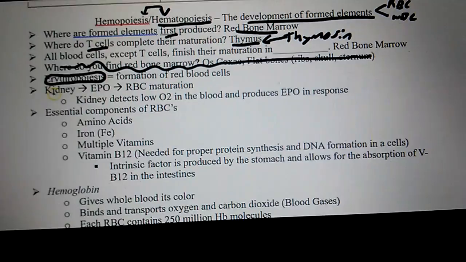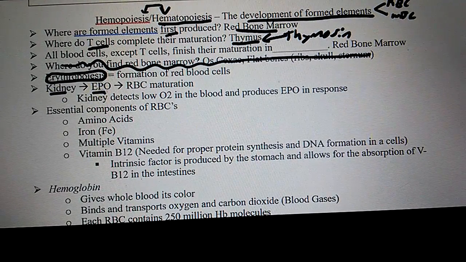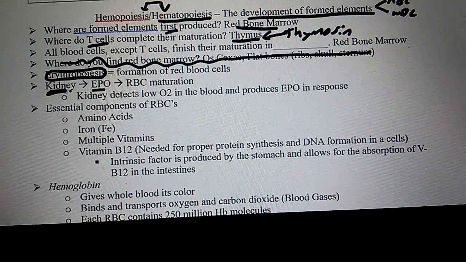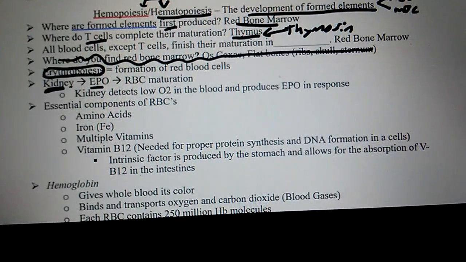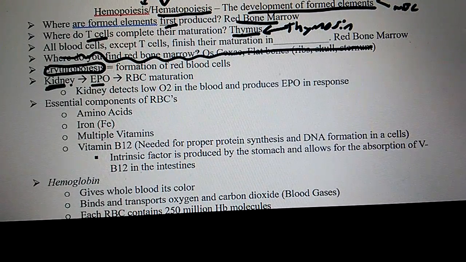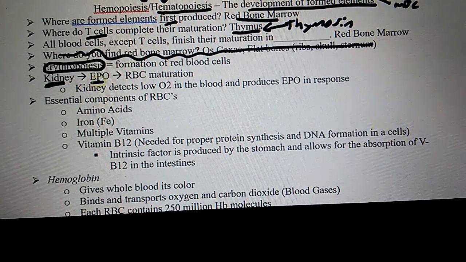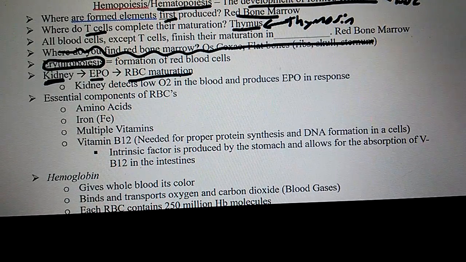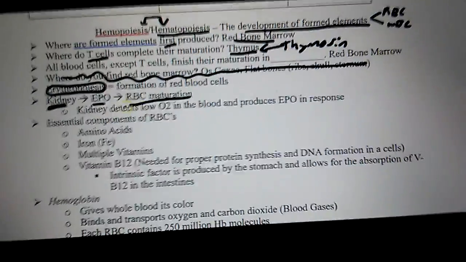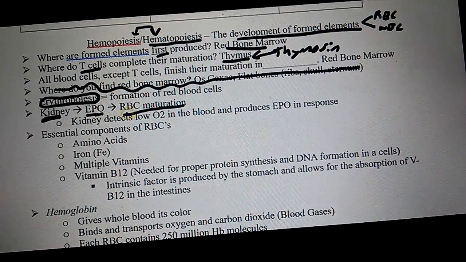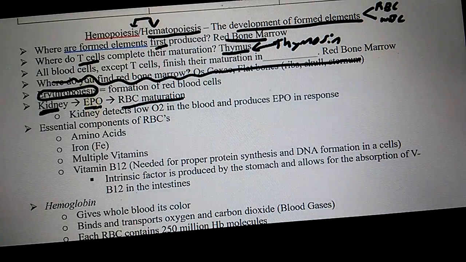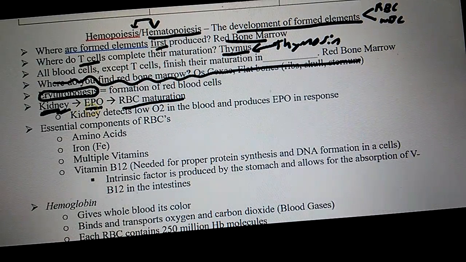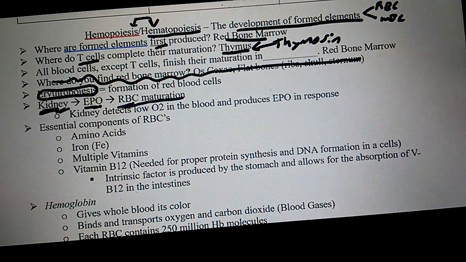Now, the kidney produces a hormone called EPO. Remember, EPO stands for erythropoietin. What produces EPO? Kidney. What does EPO stand for? Erythropoietin. Does erythropoietin stimulate red blood cell maturation? Yes. What hormone stimulates red blood cell maturation? EPO. What organ secretes EPO? Kidney. And what does EPO do? Stimulates red blood cell maturation.